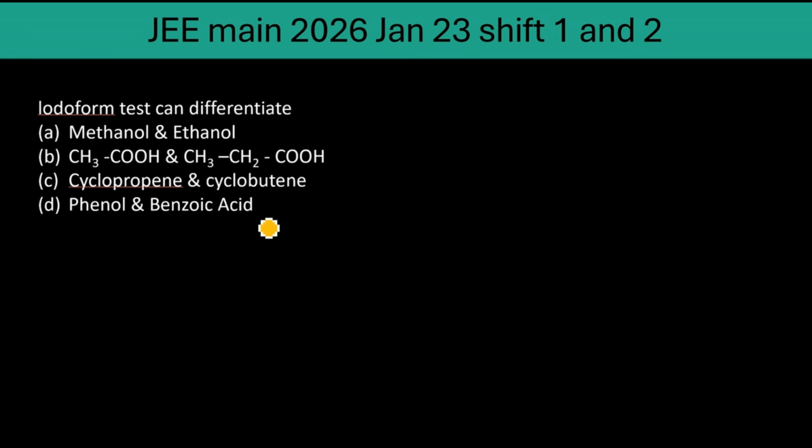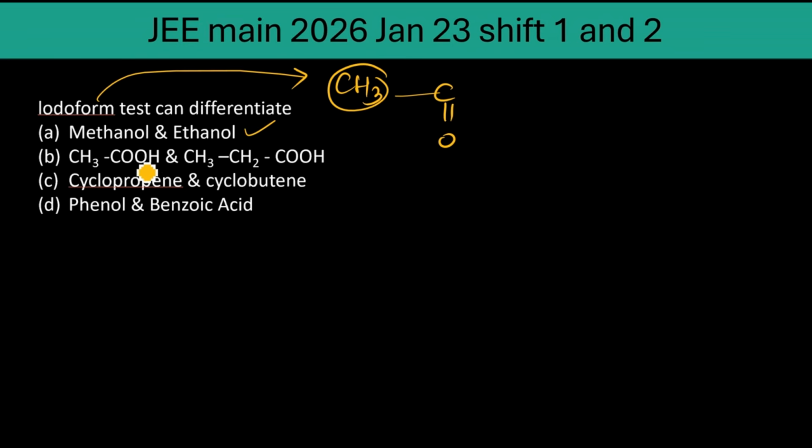Iodoform test can differentiate. So this we did, right? Iodoform test should have a CH3 group attached with the functional group. That is the rule, so that it can form iodoform, the haloform test, right? So methanol and ethanol, yes, that can be differentiated. CH3COOH can be further oxidized, so it can't undergo iodoform test. Propene and butene can't be differentiated by the iodoform test. And phenol and benzoic acid also can't be differentiated by iodoform test. So methanol and ethanol can be differentiated.